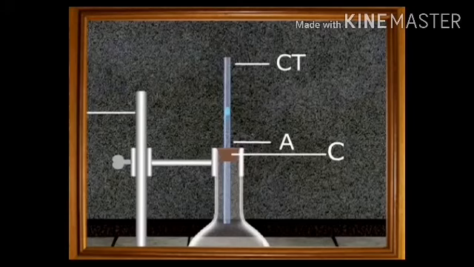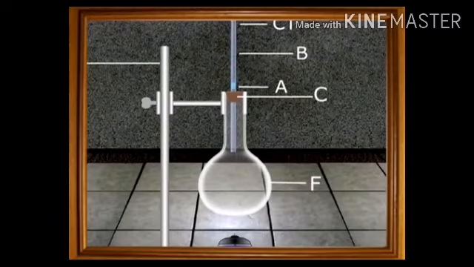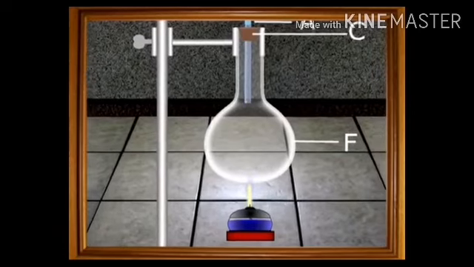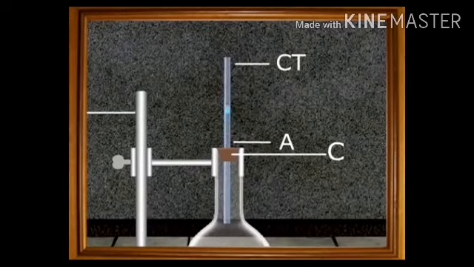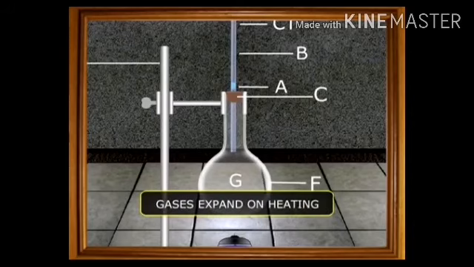Look how the colored liquid moves upward, B, on heating and moves downward, that is A, on cooling. This is due to the expansion of the air G inside the round bottom flask on heating. On heating, the expanded air of the flask pushes the trapped liquid up in the capillary tube, and similarly on cooling it contracts. The atmospheric pressure pushes the colored liquid down in the capillary. So, gases expand on heating.